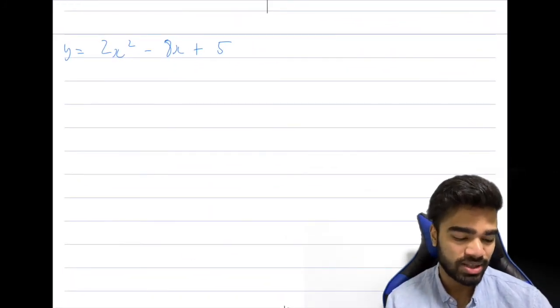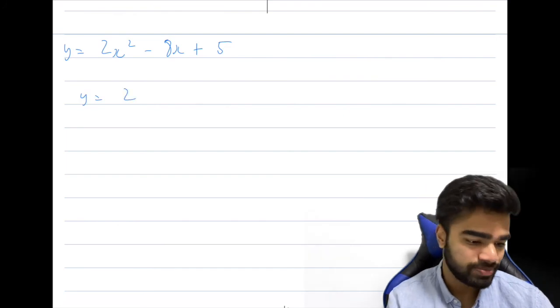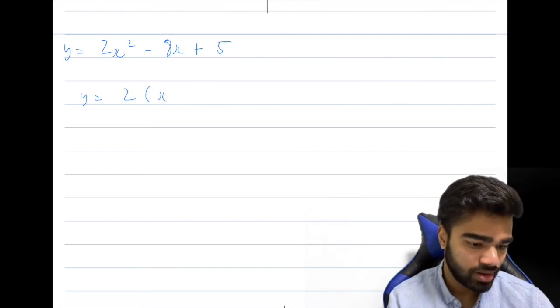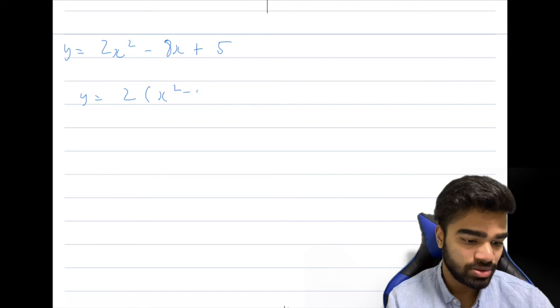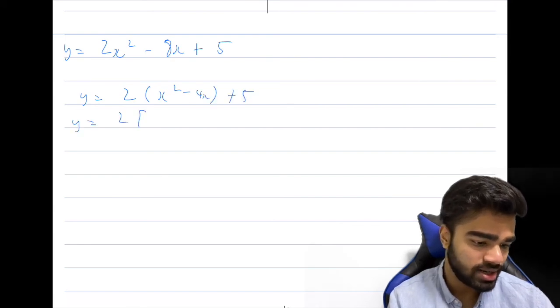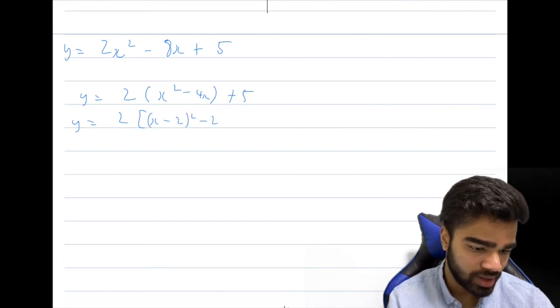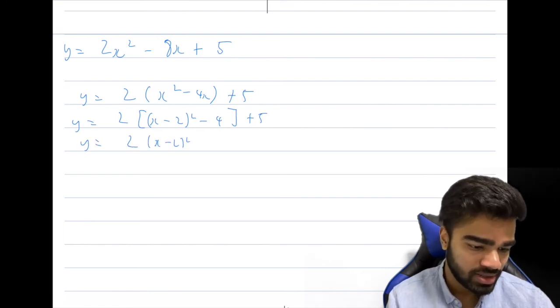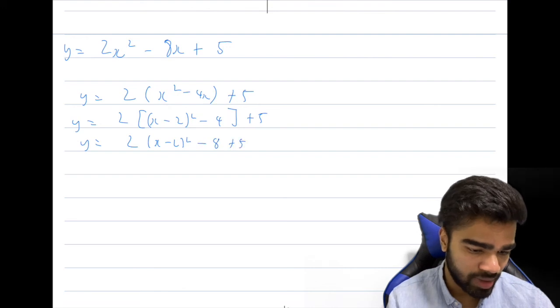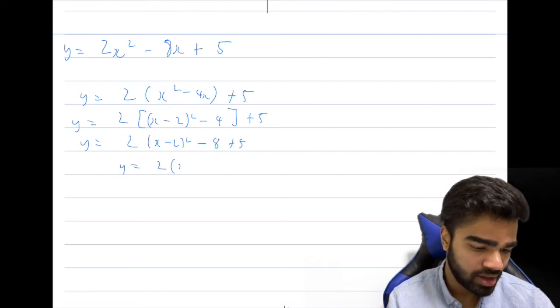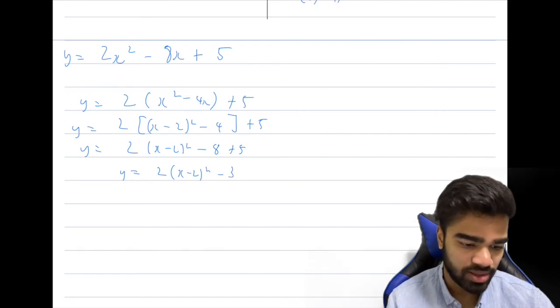2 more questions, quickly do it. I'll quickly complete the square. So you have y is equal to 2x squared minus 4x plus 5. I'll leave the 2 on the outside. 2 times (x minus 2) squared minus 4, pretty much. 2 squared is 4, close brackets, plus 5. I'm skipping a lot of steps. 2 times (x minus 2) squared minus 8 plus 5. Y is equal to 2(x minus 2) squared minus 3, like so.